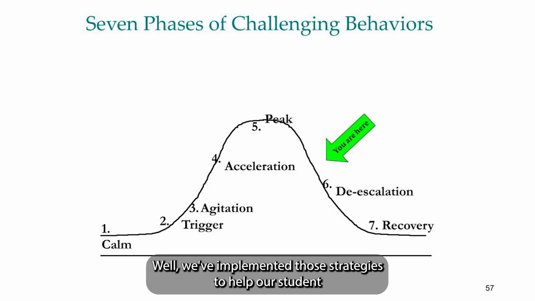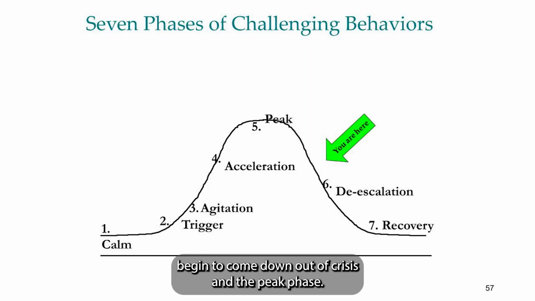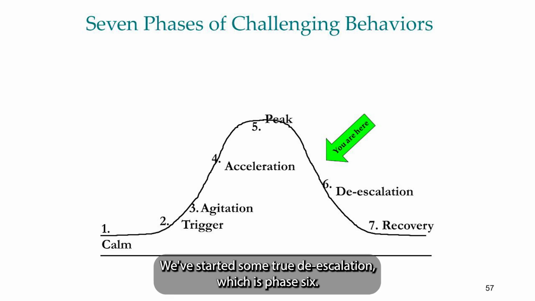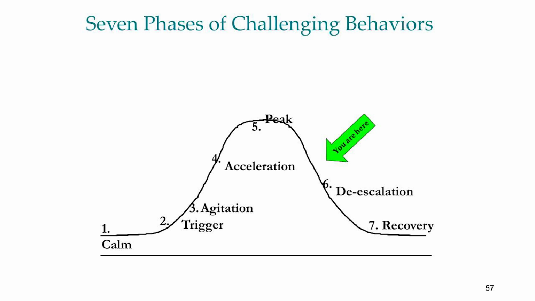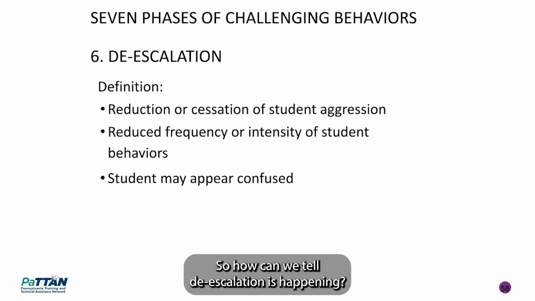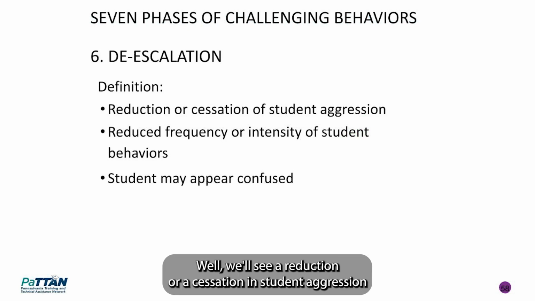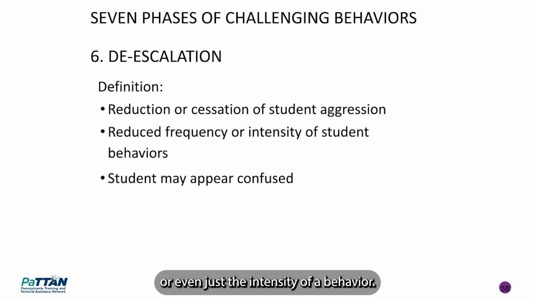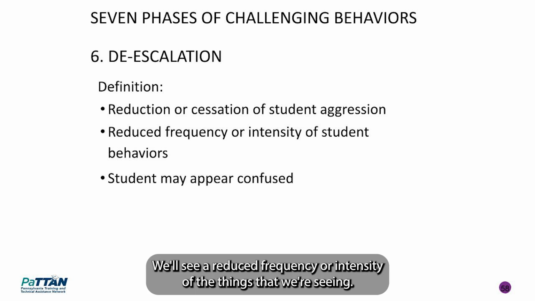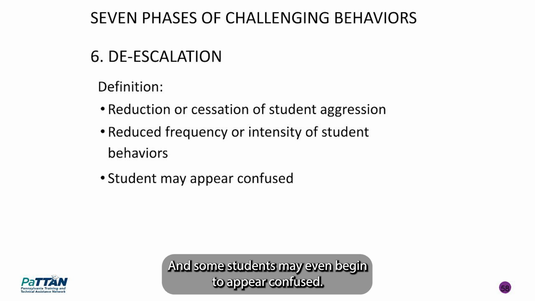Well, we've implemented those strategies to help our student begin to come down out of crisis in the peak phase. We've started some true de-escalation, which is phase 6. So how can we tell de-escalation is happening? Well, we'll see a reduction or a cessation in student aggression, or even just the intensity of a behavior. We'll see a reduced frequency or intensity of the things that we're seeing, and some students may even begin to appear confused.